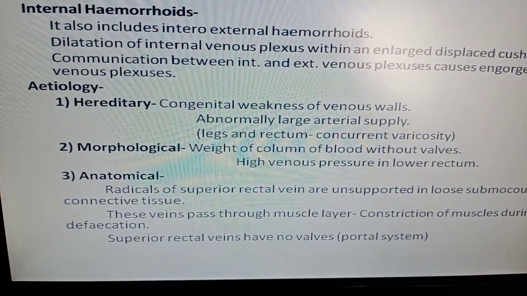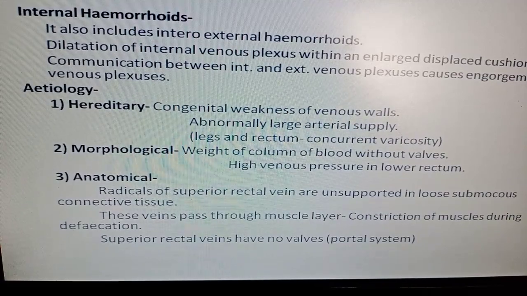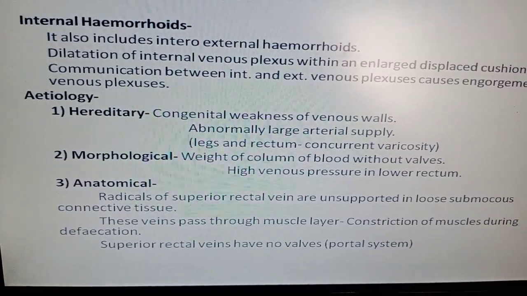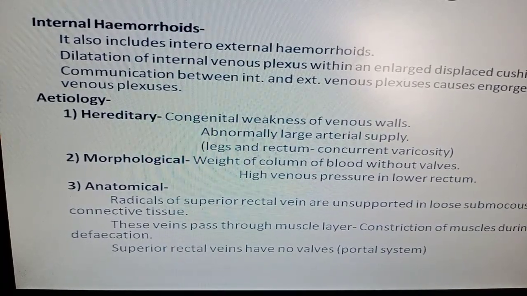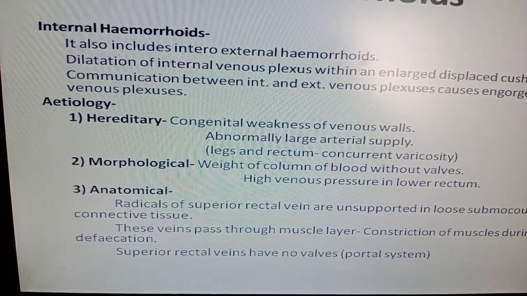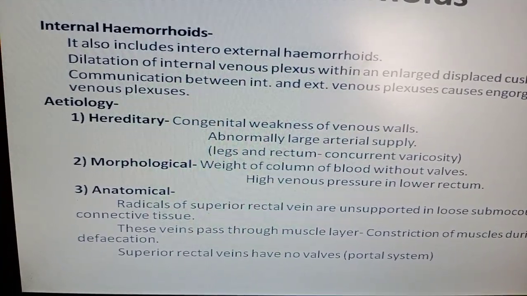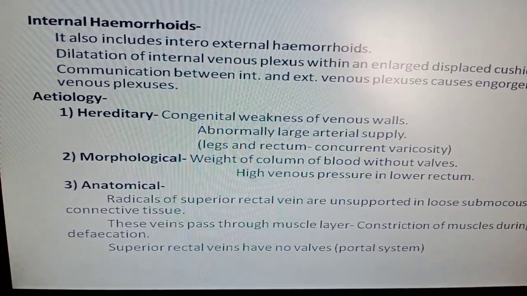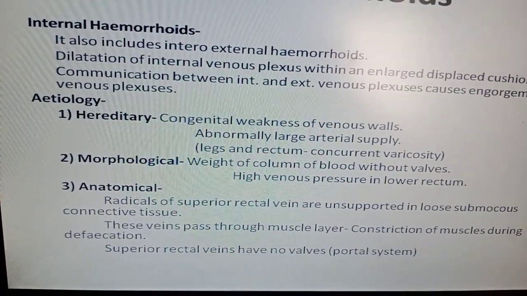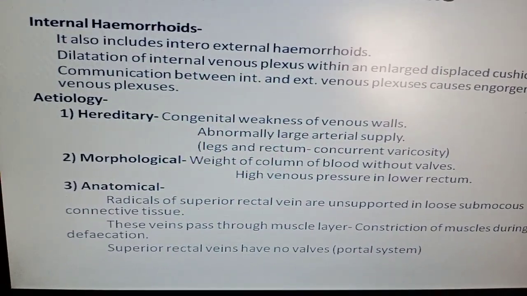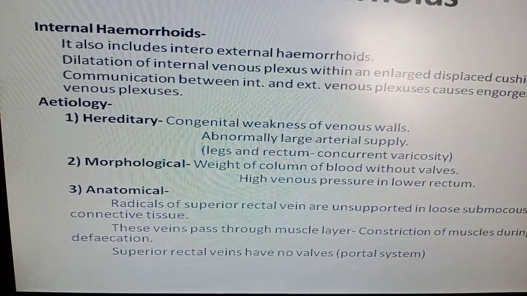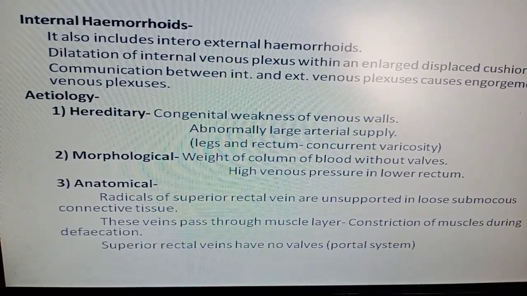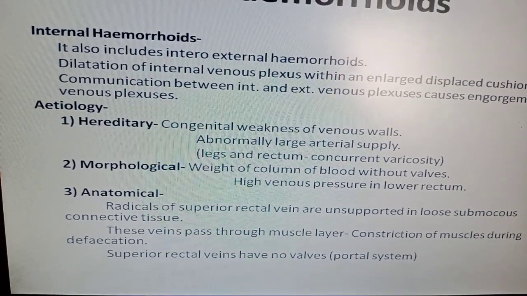Third is anatomical. Now the radicals of the superior rectal vein are unsupported in loose submucous connective tissue. Means all the veins, just like in the rest of the gastrointestinal tract, carrying blood from the rectum have to pass through the layers: mucosa, submucosa, muscularis mucosa and serosa. So when they are passing through the submucosa, they are loose, where they can easily undergo dilatation and tortuosity because of lack of resistance. And deeper to the submucous layer will be the muscle layer.